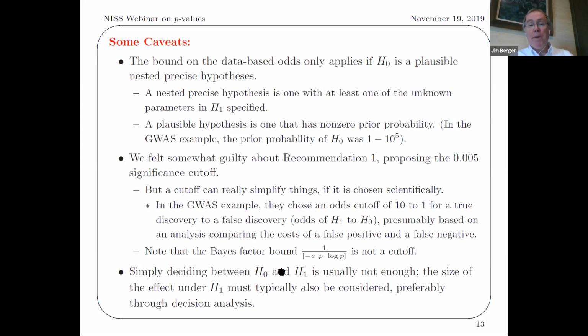Also in our defense, note that the Bayes factor bound is not a cutoff. We do not propose using that in the cutoff sense. We think odds are easy enough just to talk about themselves. If it's 10 to 1, you know what's going on. If it's 1 to 10, you know what's going on. You don't really need a cutoff when you're using the Bayes factor bound. And then, of course, there are the other problems associated with current significance testing. Maybe effect sizes aren't taken into account and things like that. And we certainly agree that those things have to be taken into account.